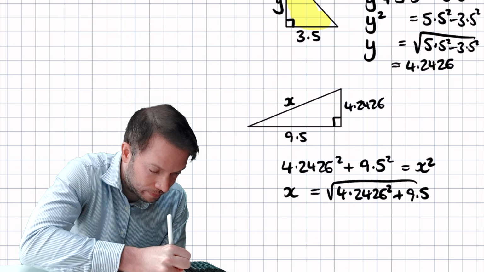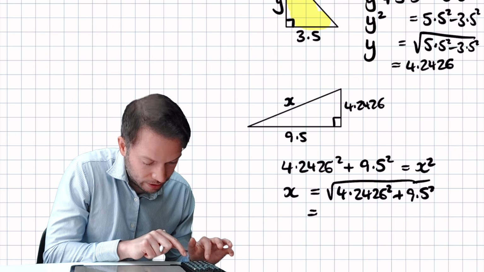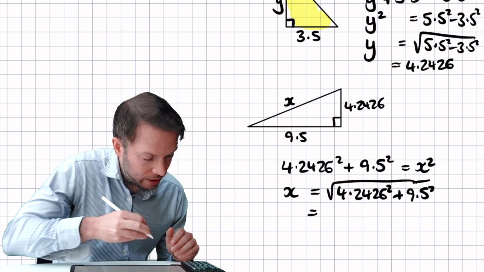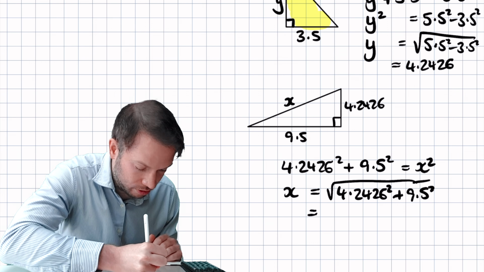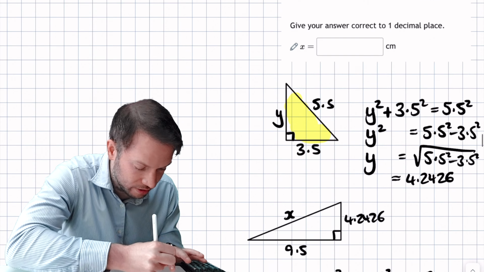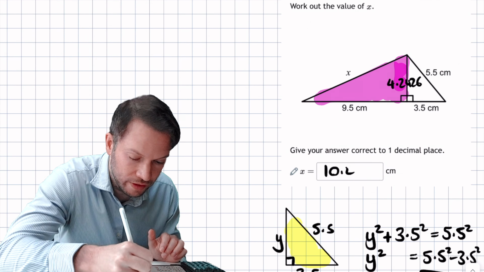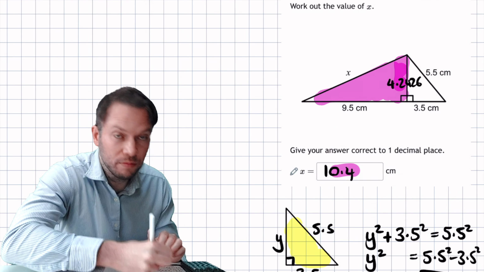So let's do that on a calculator. The square root of that previous answer squared plus 9.5 squared, and that is equal to 10.4. Does it want one decimal place? Yeah, one decimal place, and it's in centimeters. So there we go. X is equal to 10.4 centimeters to one decimal place, and we're done.